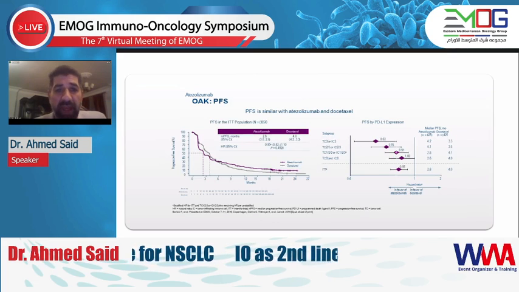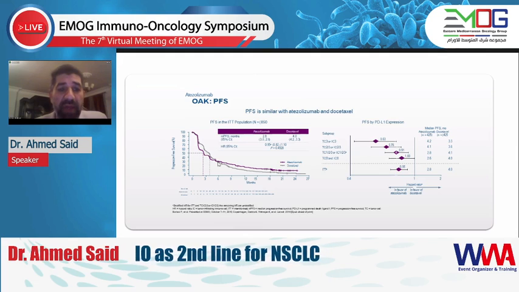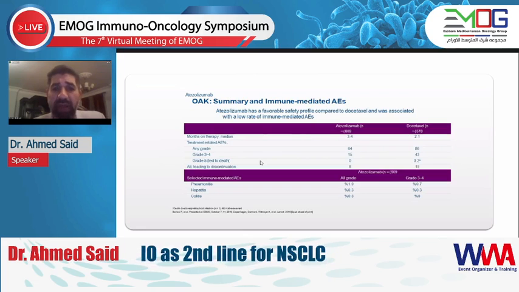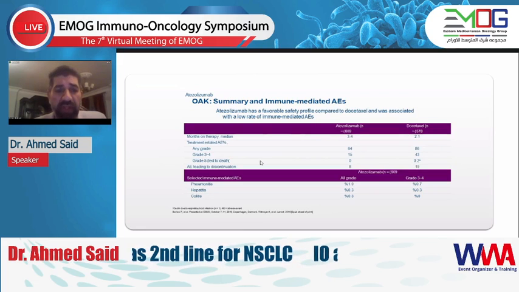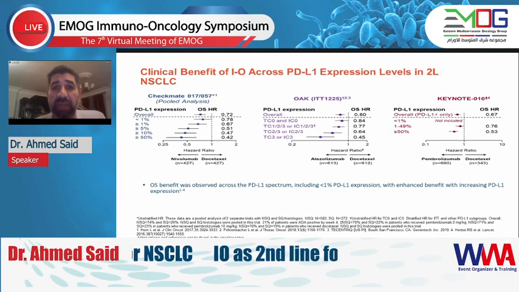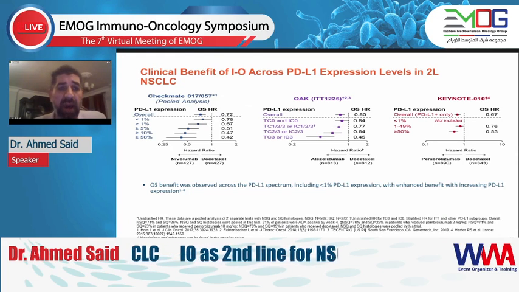For the PFS, it is almost like Nivo with a PFS of 2.8 versus 4 in the docetaxel arm, but we can see here after the initial period, as long as the patients maintain their non-progressive state, they will maintain it longer than with conventional chemotherapy, as we all know. And with good tolerability, as we find in immunotherapy compared to conventional chemotherapy, with fewer immune-related adverse events.